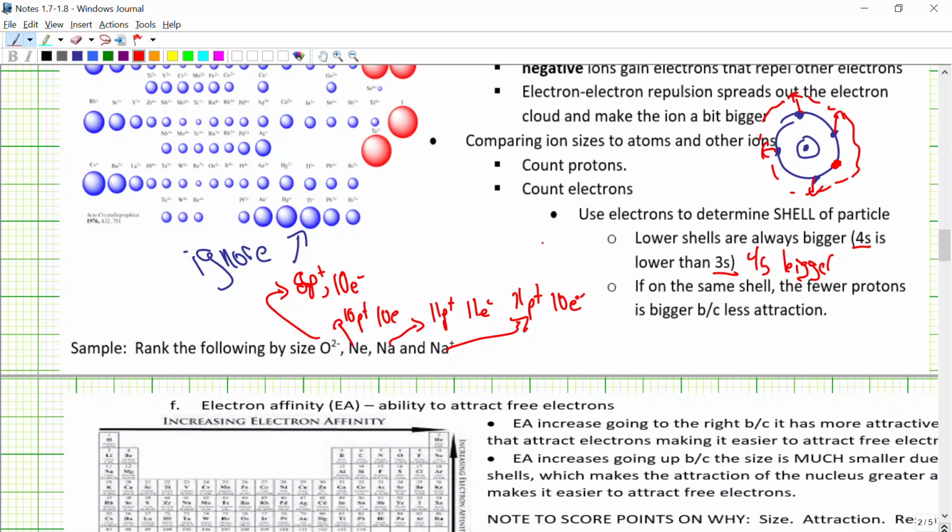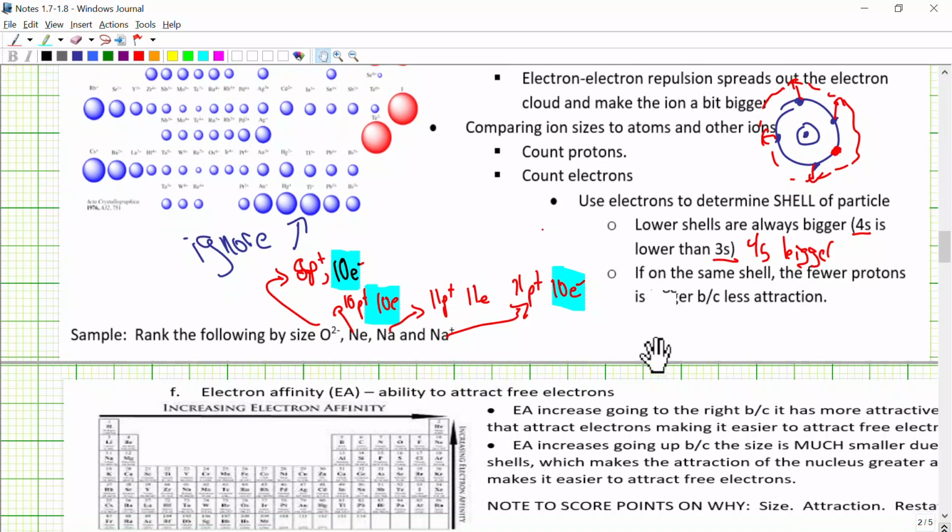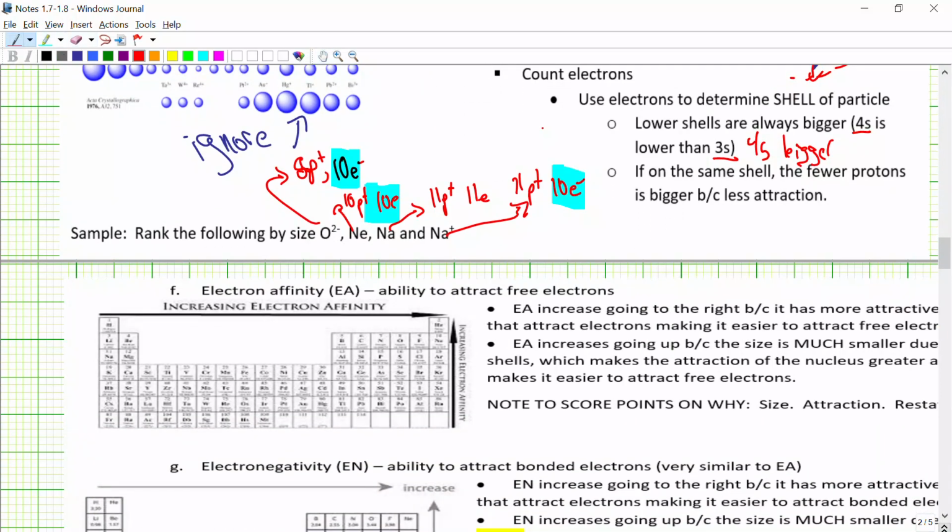And 10 electrons. So the first thing I'm going to notice is that everything here has 10 electrons, 10 electrons, 10 electrons. But over here, I have 11 electrons. So the 11 electrons, sodium, is on the 4th energy level. So let me see if I can sell you on that. Sodium is right here. That's on the 4th energy level. So it's the biggest.